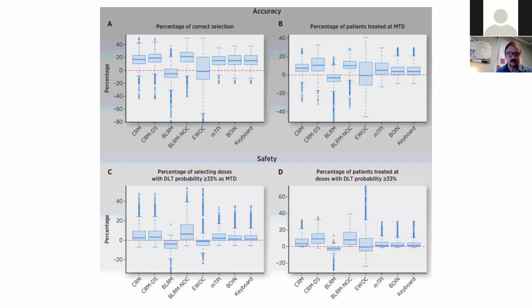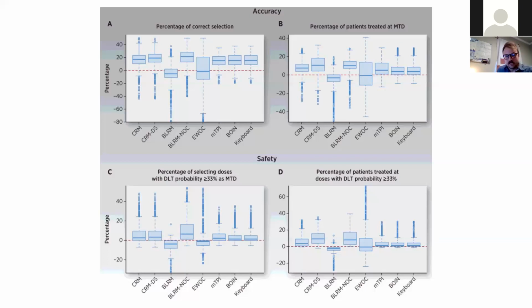In terms of accuracy of correctly selecting the MTD, we see that the CRM, the MTPI, the Boyne and keyboard designs are pretty comparable in figure A. And they also substantially outperform the 3+3 design, keeping in mind that for the PCS, percentage correct selection, that's taking the simulated results, CRM, Boyne, whatever, and subtracting off that of the 3+3. So for the CRM or the Boyne, we can see on average, that's almost 20%, which is pretty significant.